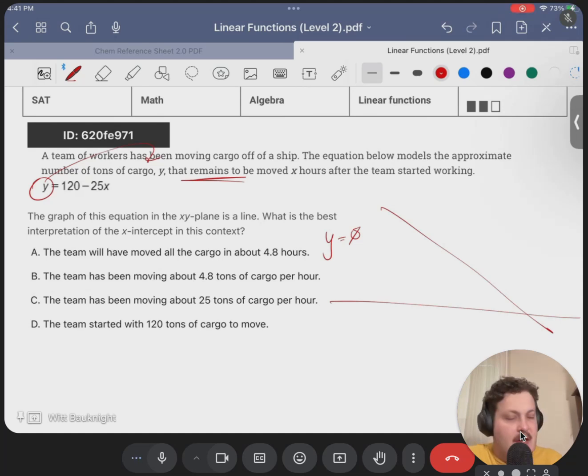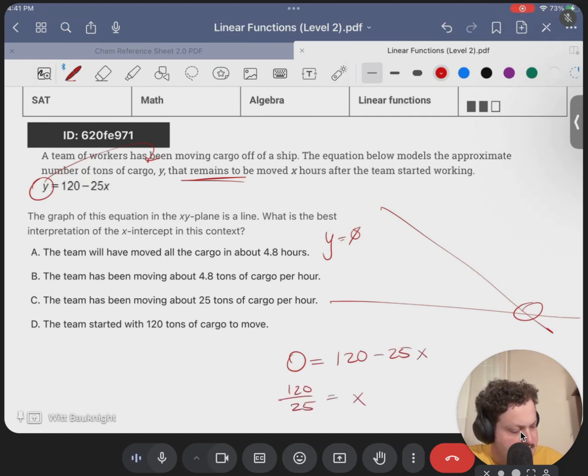Oh, and we need to actually figure it out. When y equals 0, 120 minus 25x equals 0. So 120 divided by 25 equals x. I'm just approximating that's roughly a little bit less than 5. So the team will move it all off after x equals 4.8 hours.